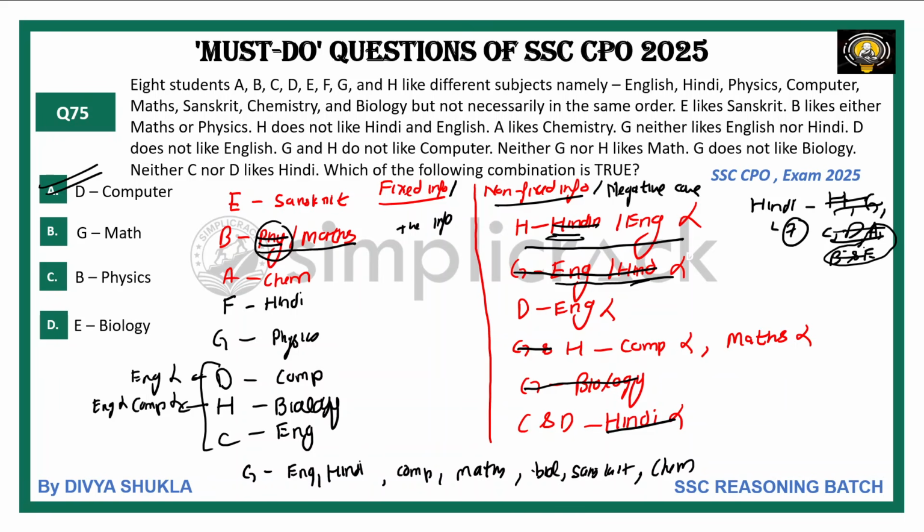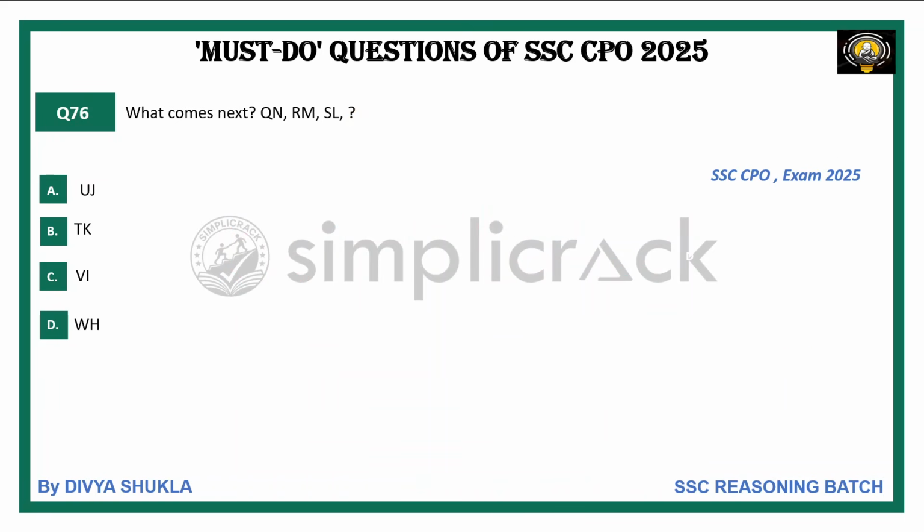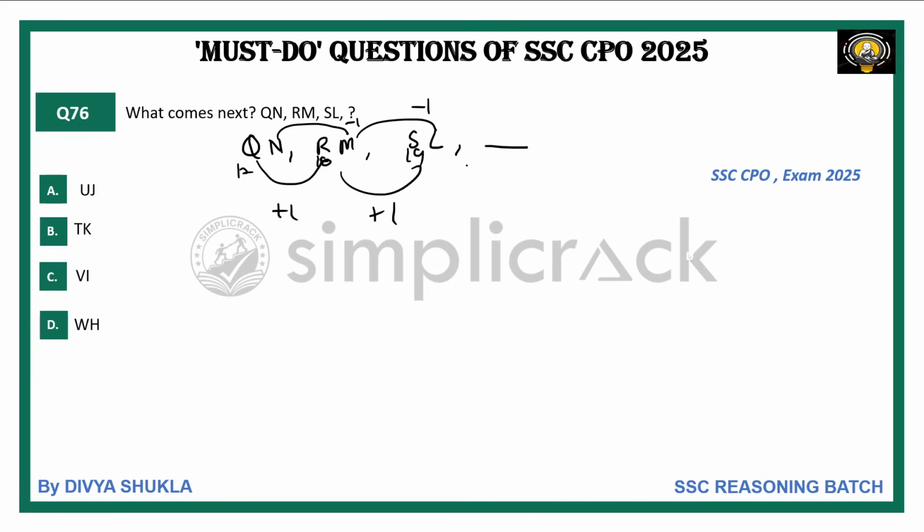Let's see the next one. What comes next in the series? I am having QN, I am having RM, I am having SL. Now Q to R, this is 17, this is 18, this is 19. So I am having plus 1 and plus 1. From N to M, that means 14 to 13, minus 1, M to L, that is minus 1. So what would be the next term? Next term would be 19 plus 1, that is 20, that is T. L minus 1 would be K. So TK, option B is the correct answer for this question.